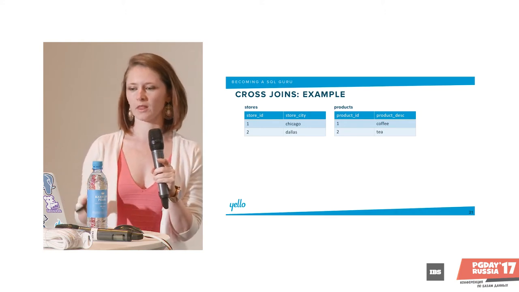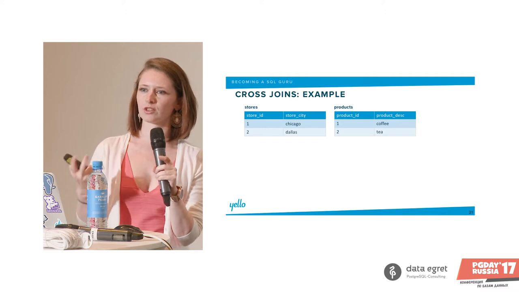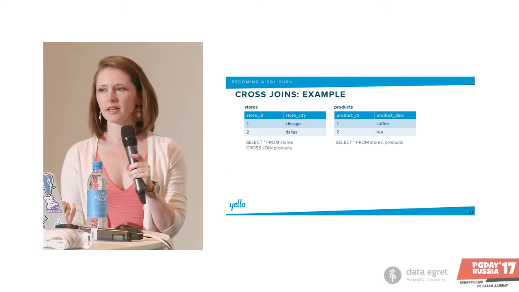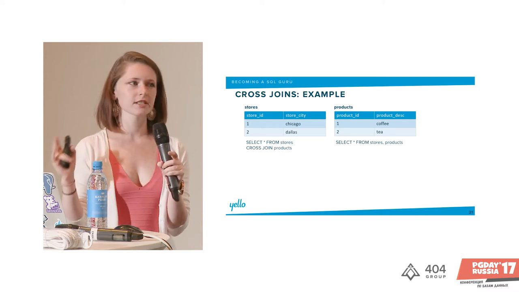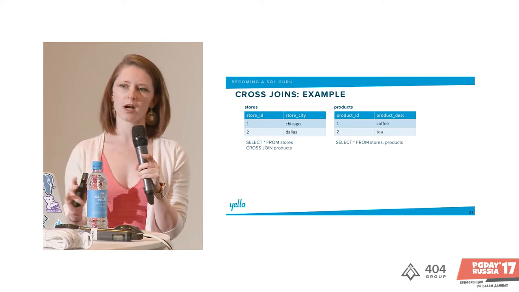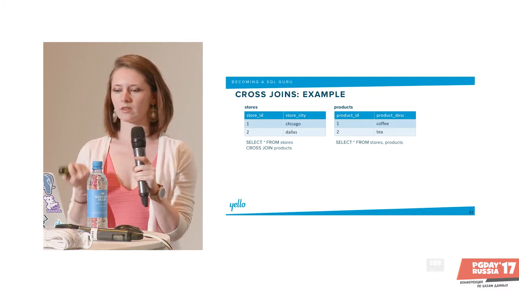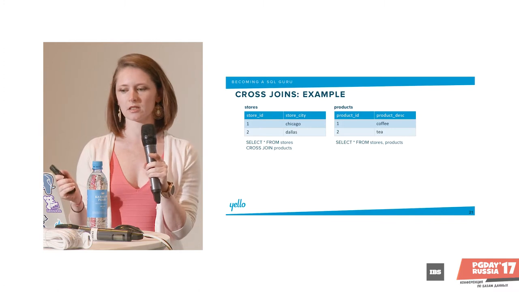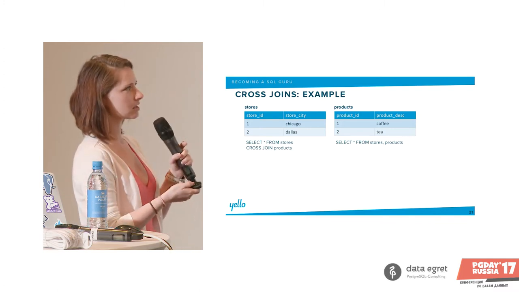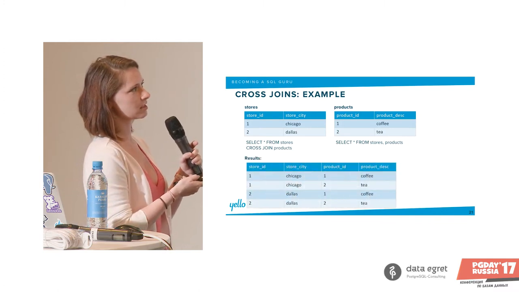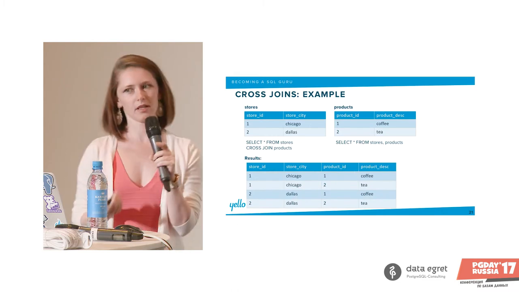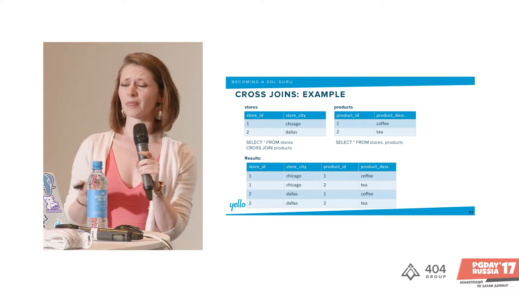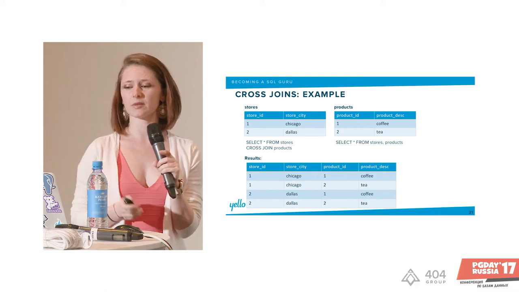What does that mean? Let's say we start out with two different tables. We have a stores table and a products table. And I want to know every single combination of inventory possible for every single store. So I might write select star from stores, cross join products. In the older syntax, it would be written like this. That's why a lot of people used to do cross joins accidentally. Hopefully we don't do that now. The result will look something like this.